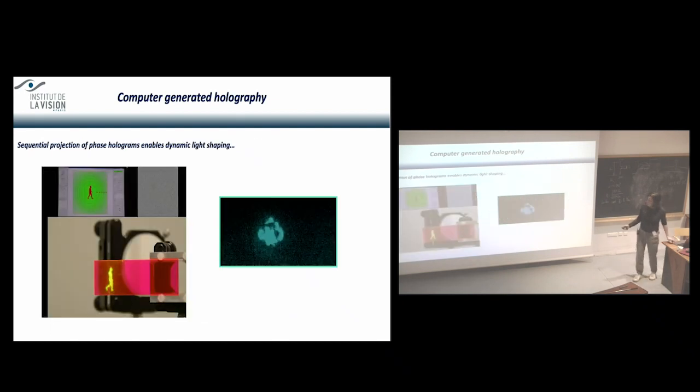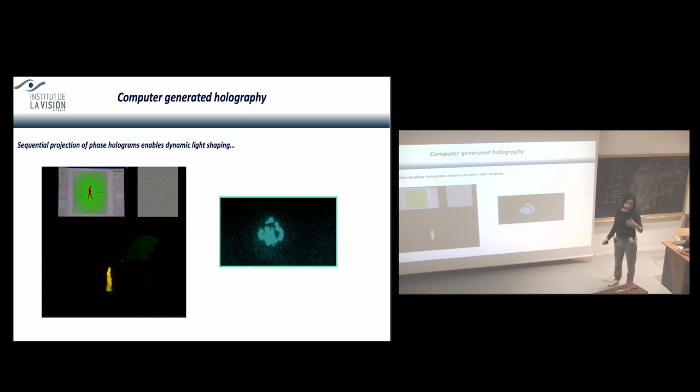As I was saying before, the huge advantage of using a spatial light modulator is that you can send multiple phase holograms one after the other.